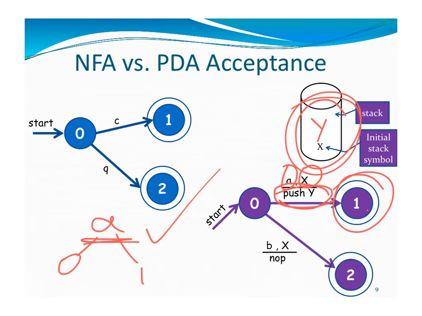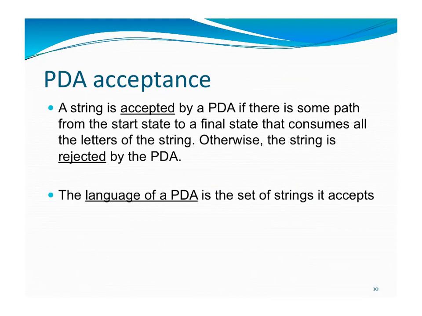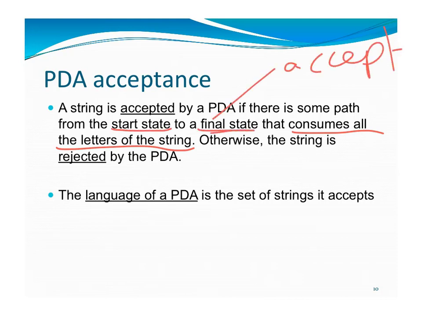I accept. So here's a more formal definition. A string is accepted by a PDA if there is some path from the start state to a final state that consumes all the letters of the string. It starts at the start state and it ends at a final state. Final state just means an accept state. Otherwise, the string is rejected, and the language of the PDA is just like languages of NFAs. It's the set of all the strings that it accepts.